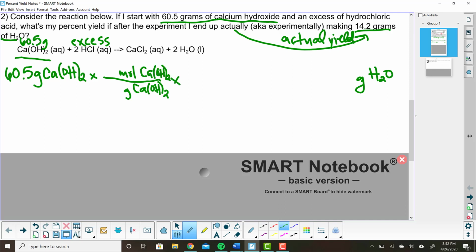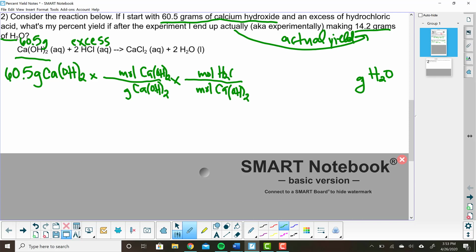And then we're going to come back to that, right? We're just going to do the skeleton for now. Once I'm in moles of calcium hydroxide, I can now convert that to moles of water. This is where my molar ratio comes in. So moles of calcium hydroxide goes on the bottom, and moles of water goes on top.